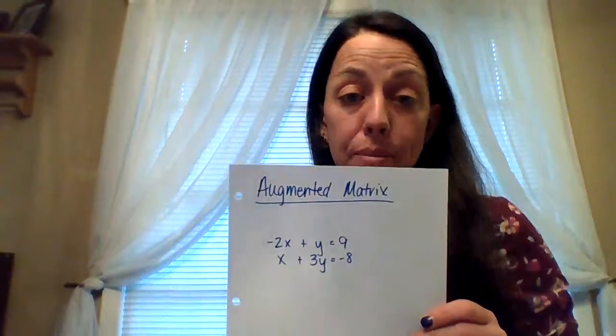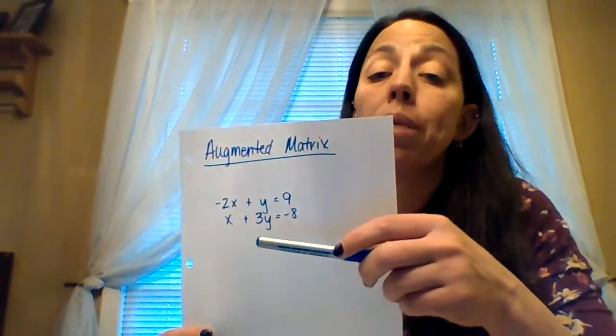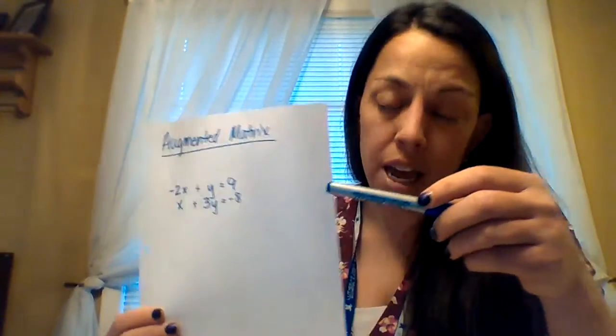All right, an augmented matrix. Augmented means make a little bit bigger, a little bit different. We're going to have a square matrix here, but it's going to look a little bit different, and we're going to get rid of our variables. So I need to know the coefficients only, please, in the top equation. Those would be -2, +1, and then 9.